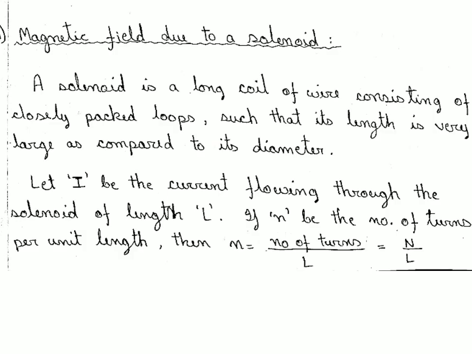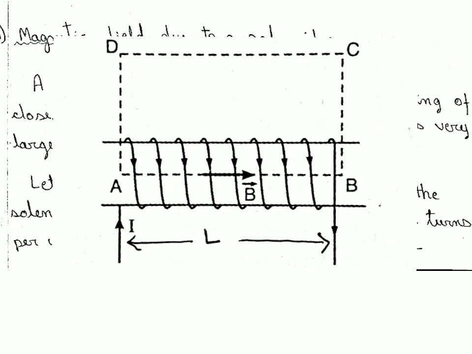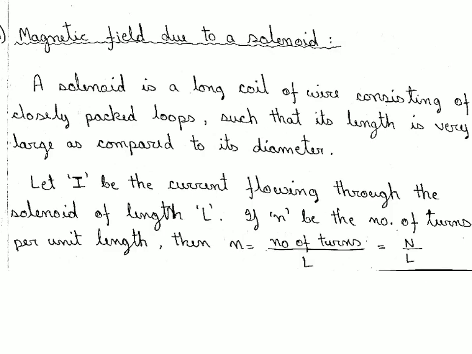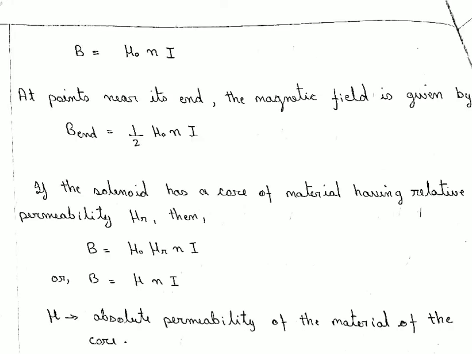And here in the diagram also we have a solenoid, and say L is the length of the solenoid. So here I is the current flowing through the solenoid of length L, and here we have defined a term n, small n, to be the number of turns per unit length. That is, n is equal to the number of turns of the solenoid divided by the length of the solenoid, so that the magnetic field inside the solenoid is given as mu naught n I, where mu naught is the absolute permeability in free space.